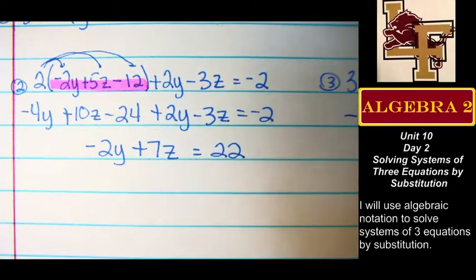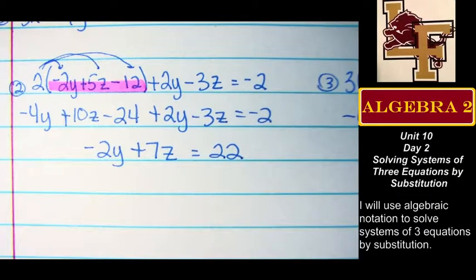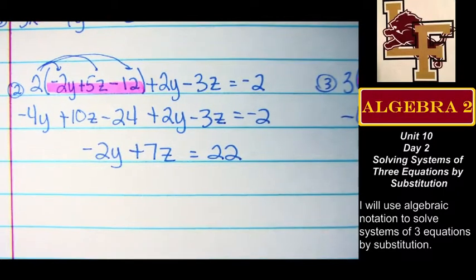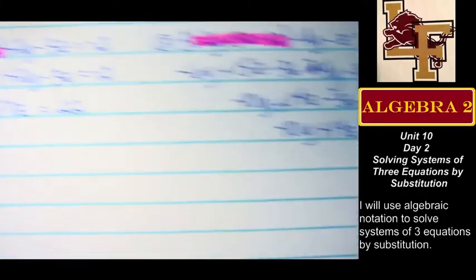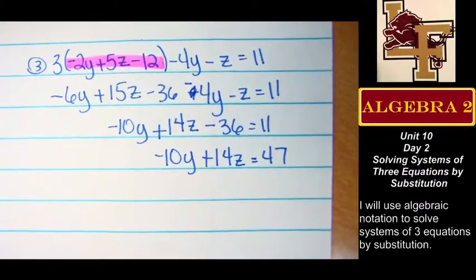I distributed and then I moved the negative 24 over to the other side so it could hang out with the negative 2. So it'll be negative 2 minus 24. Okay, I thought it was plus 24. I thought it was the other way around. No, I'm adding 24 to both sides. Oh, okay.